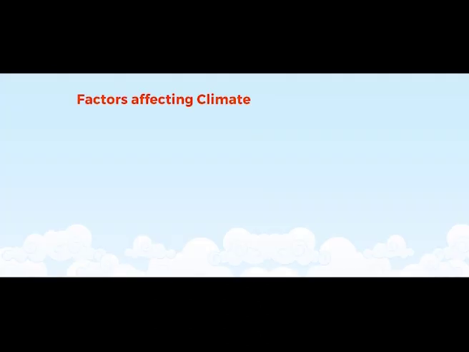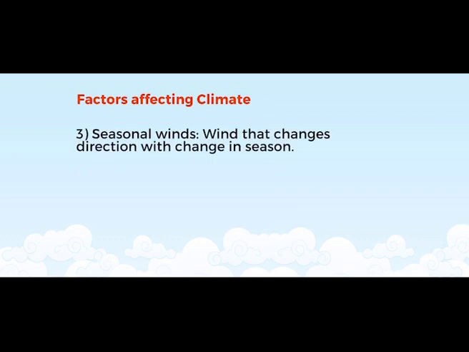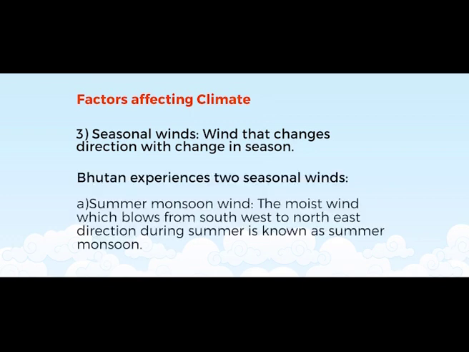Now the next factor which affects the climate of a place is seasonal winds. Seasonal winds are defined as the winds that change direction with changing season. And Bhutan experiences two seasonal winds. The first one is the summer monsoon wind. And what do you mean by summer monsoon wind? Summer monsoon wind is the moist wind which blows from southwest to northeast direction during summer and is known as summer monsoon. Now we will try to see how this summer monsoon affects the climate of Bhutan through a picture.